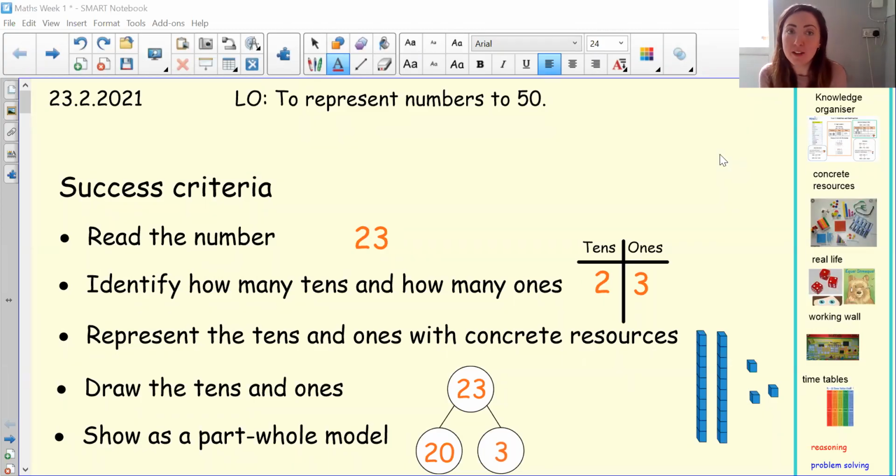So this time we're continuing our unit of place value to 50, and today we're learning to represent numbers to 50. So our success criteria is: read the number, identify how many tens and how many ones there are in the number, represent the tens and ones with concrete resources, so that's our Deans, our Numicon, or if you're at home, it will be things like straws and Lego, if that's what you want to use. Draw the tens and ones and show as a part-whole model.